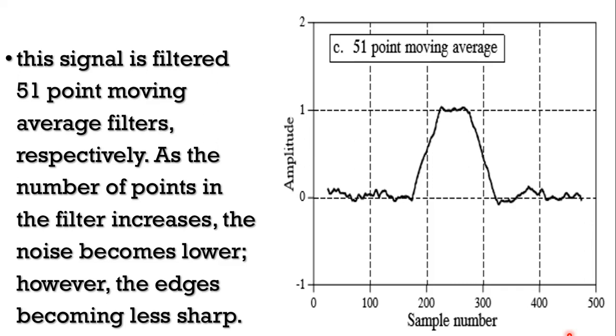As it is written, the signal is filtered with a 51-point moving average filter. As the number of points in the filter increases, the noise becomes lower. However, the edges become less sharp. In the previous one, there is high transition due to high frequency component, and by increasing the number of points in the moving average filter, smooth transition is achieved.